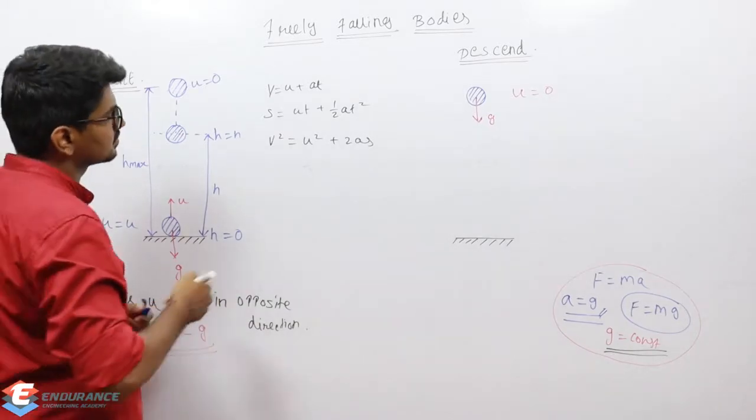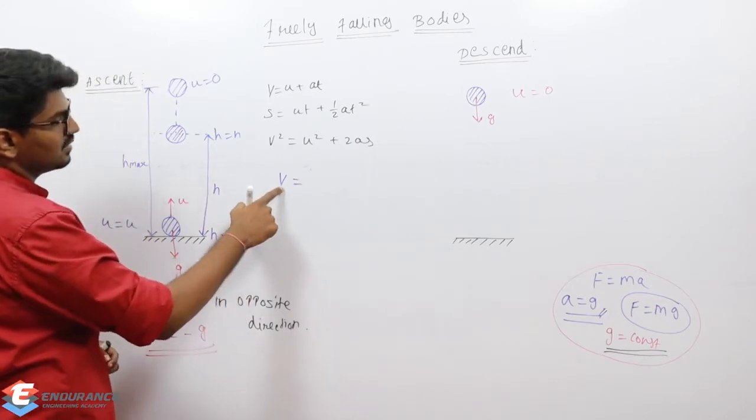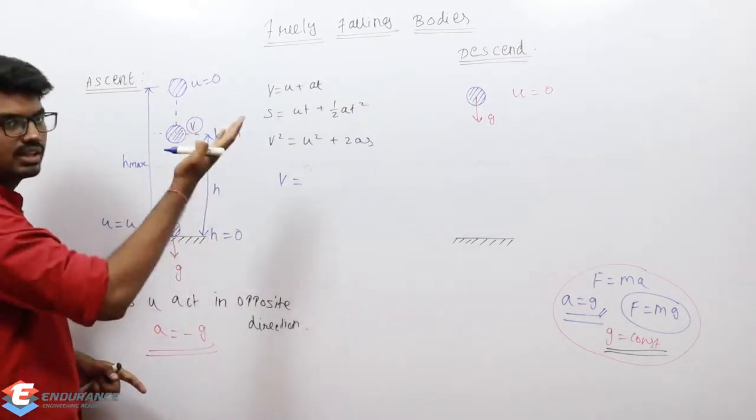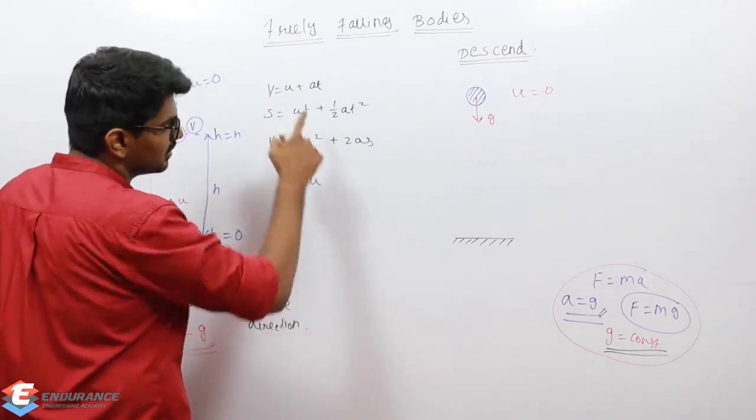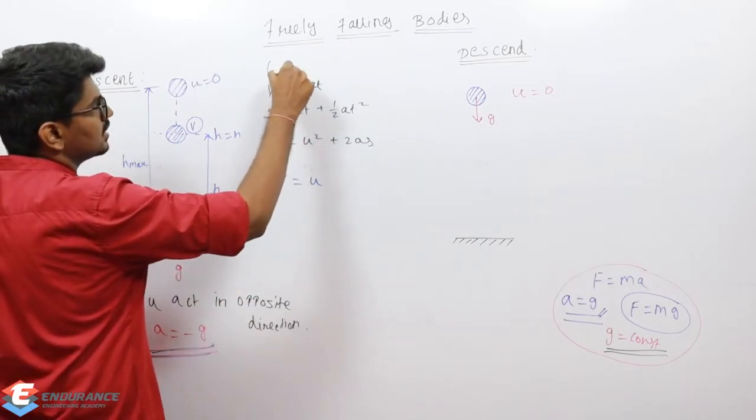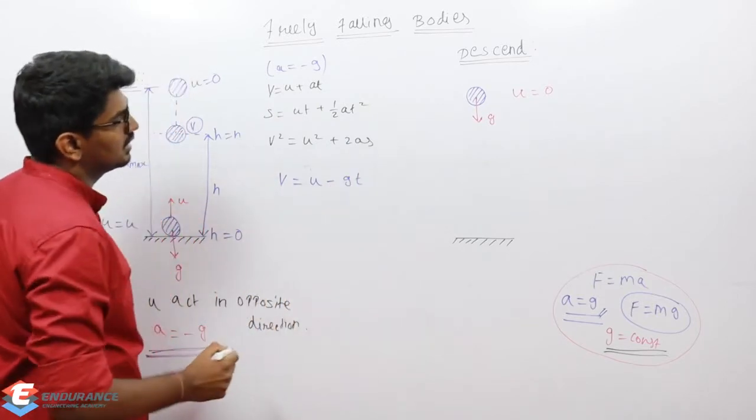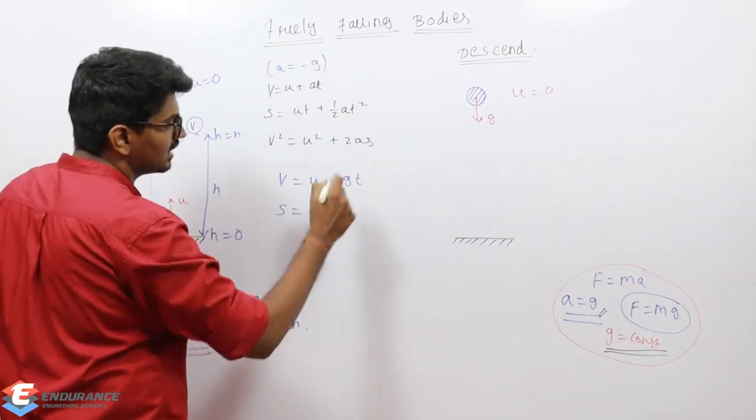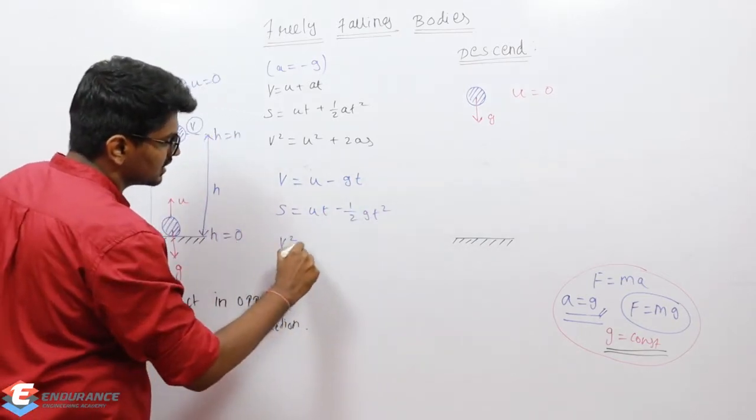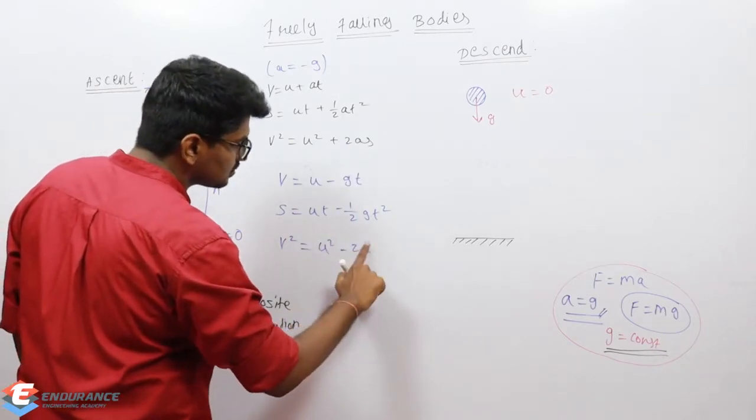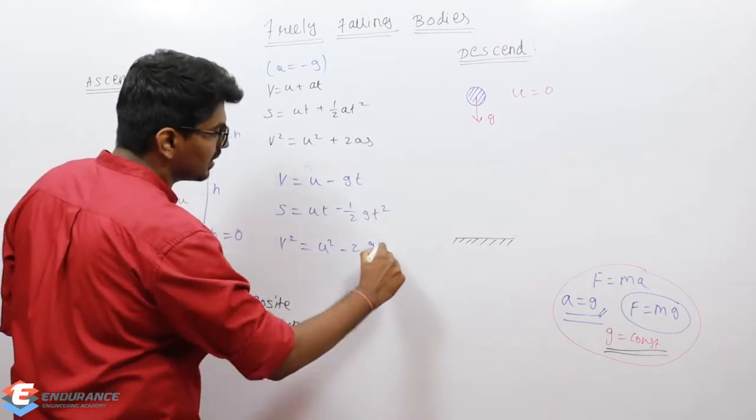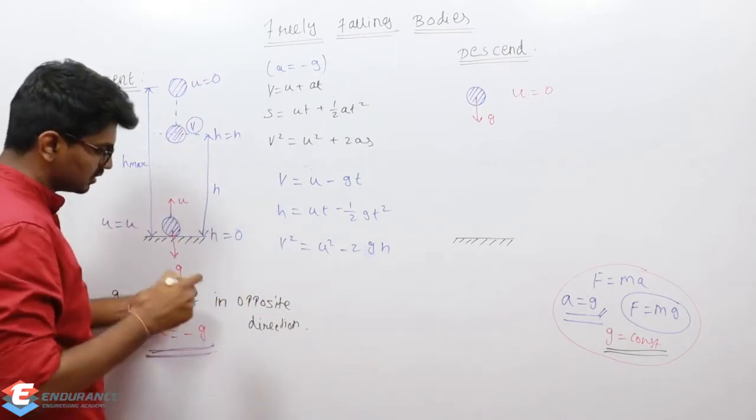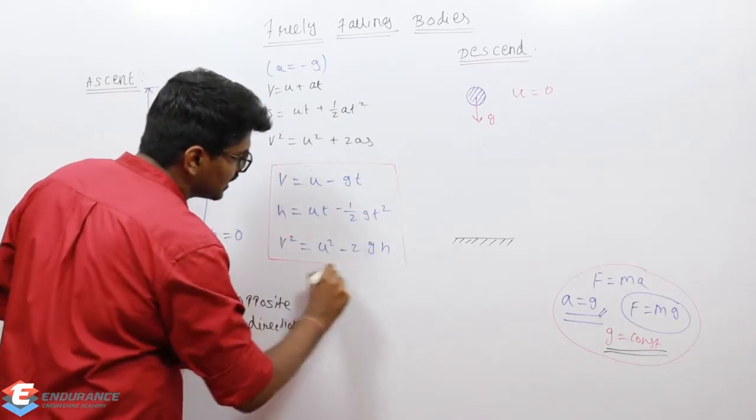So what will happen to my final equations? v is the velocity at some particular height h from the ground, from the reference, and that will be equal to u plus, but a is minus g, so it becomes u minus g t. Here t is the time taken for the object to reach that point from the ground. Similarly, s is equal to ut, and a is minus g, so minus 1 by 2 g t square. v square is equal to u square, again minus, so minus 2 g h, where s becomes h, the distance this body has moved. So these are the three equations for the ascent case, when it is moving up.